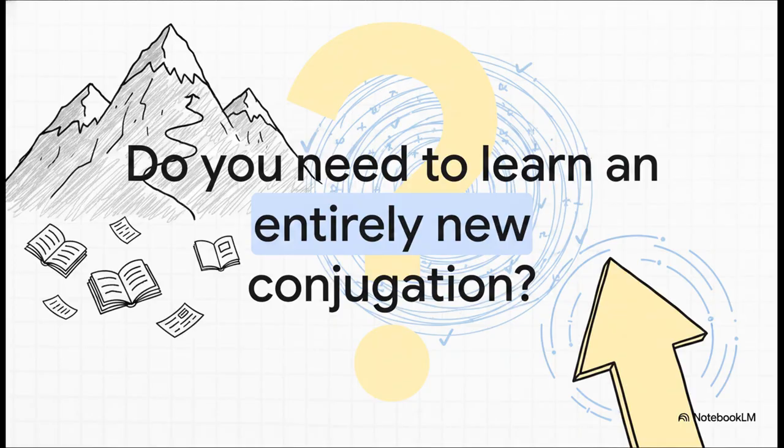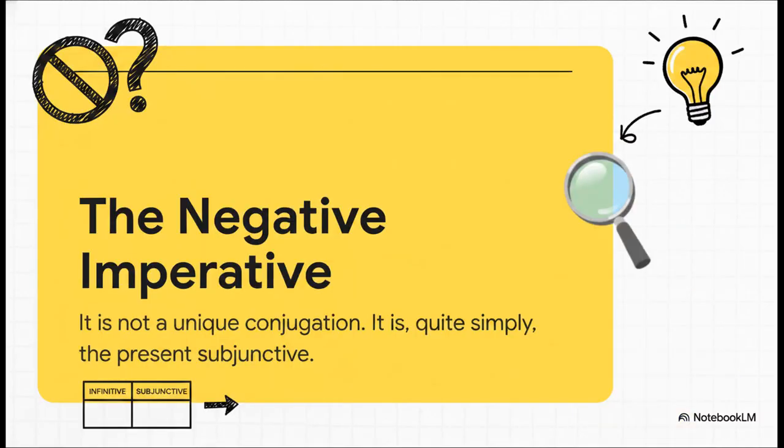So this is the point where most people start to panic a little, right? You're probably thinking, oh no, do I seriously have to memorize a completely new set of verb endings for this? Well, take a deep breath, because the answer, thankfully, is a big resounding no. Okay, here it is, the big secret. The negative imperative is the present subjunctive.